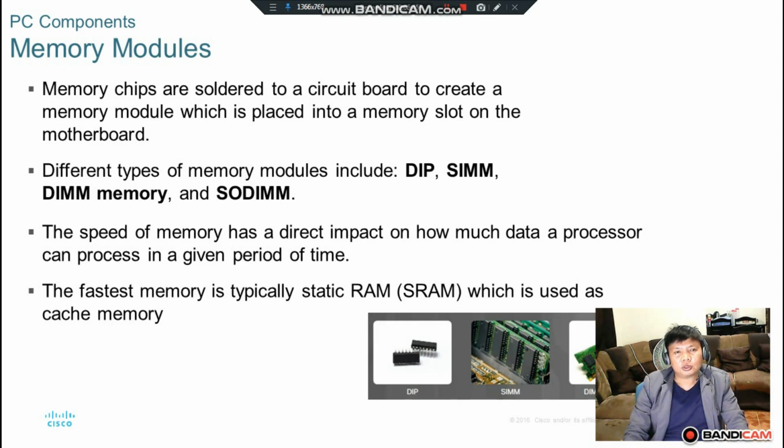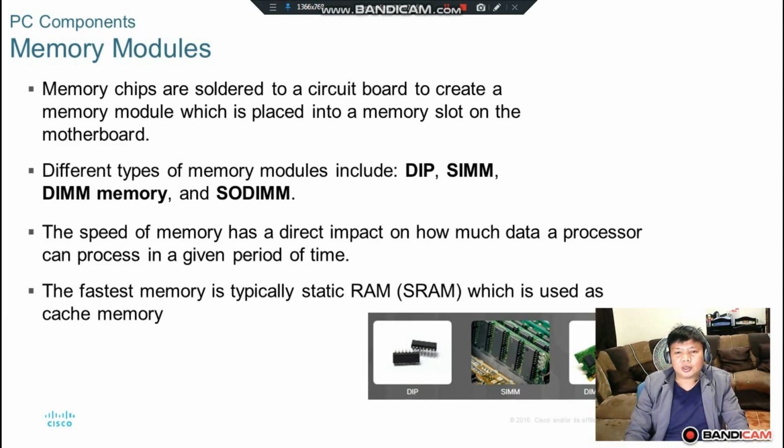Then the memory modules. Memory chips are soldered to a circuit board to create a memory module, which is placed into a memory slot on the motherboard. The different types of memory module include the DIP, dual inline package; the SIMM, single inline memory module; the DIMM, dual inline memory module; and SODIMM, small outline dual inline memory module.